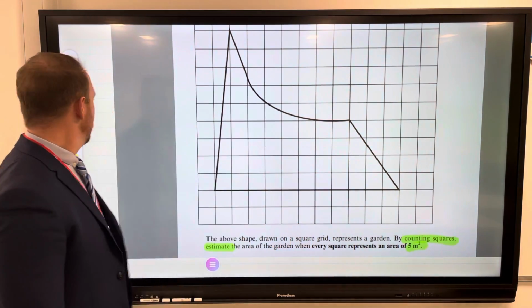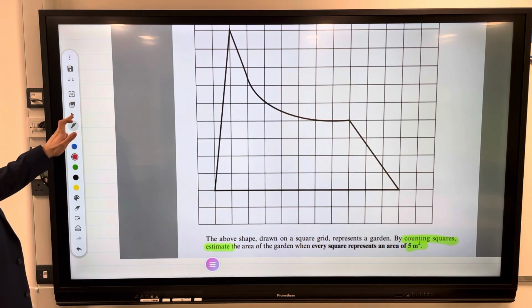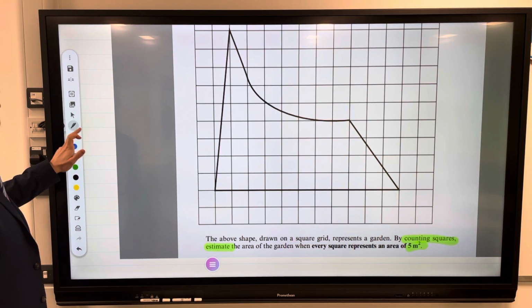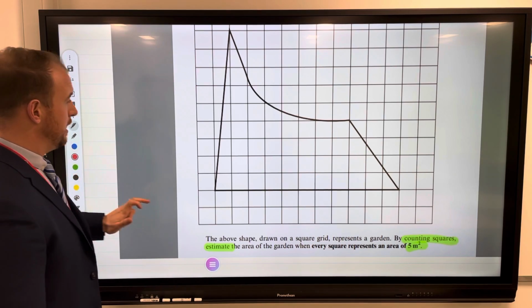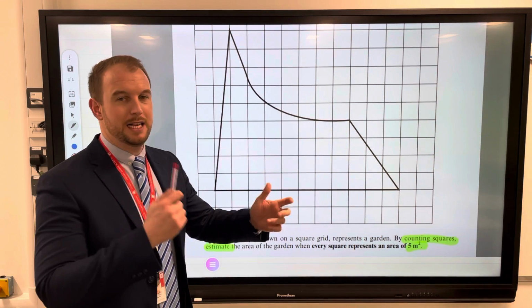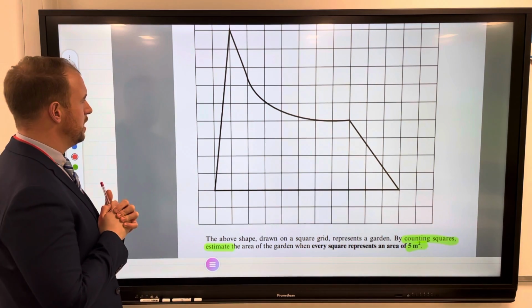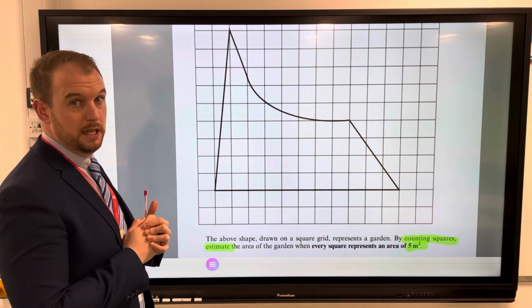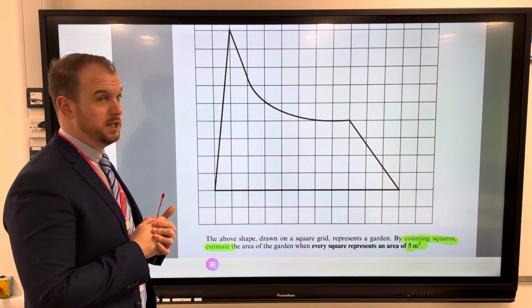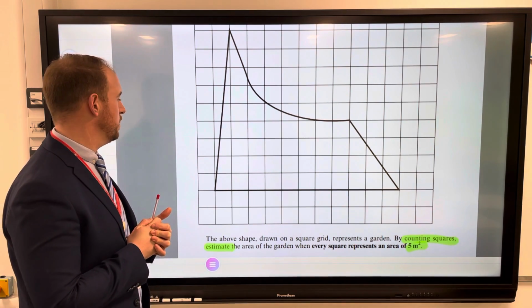So let's get a red pen here. Let's make it a nice thin pen. And let's start counting some squares. So let's count the whole squares first. Now what I like to do, I like to put whole numbers in the squares so I can see which ones I've counted and how many squares we've got so far.